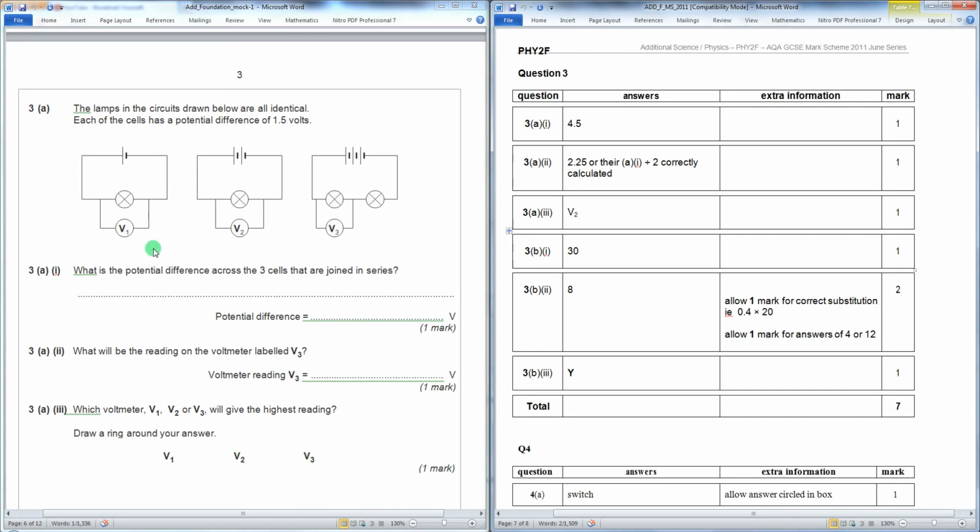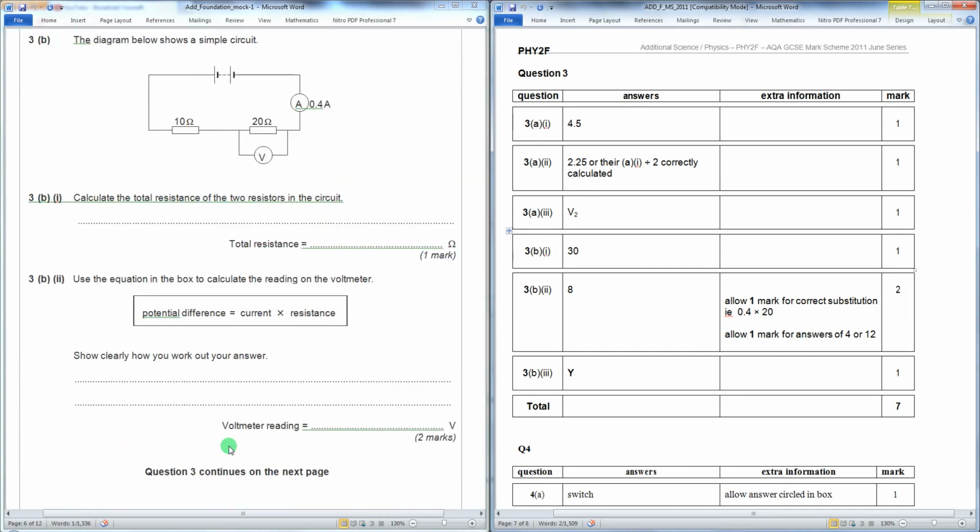And if we look at the left-hand circuit, well, it's very similar to the middle one here, except that there's only one cell. So that one cell will provide 1.5 volts. There'll be 1.5 volts across this bulb. So that one's lower than either of the other two. So the highest is going to be V2 with its 3 volts.